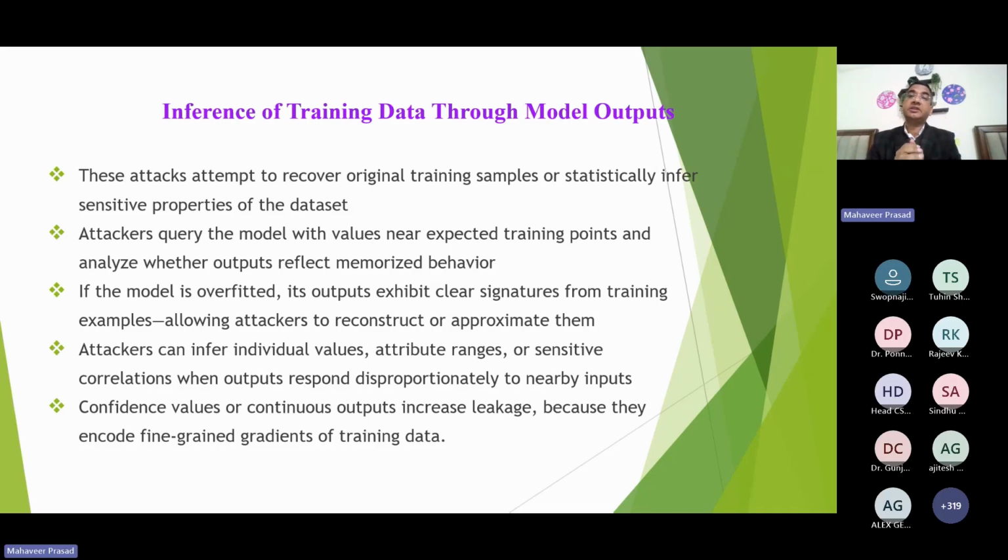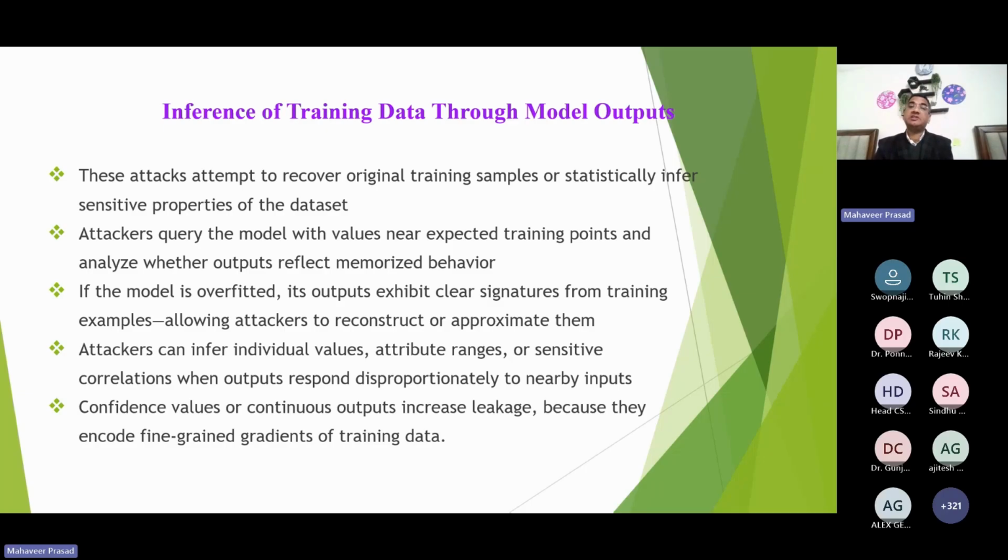Next is inference of training data through model output. These attacks focus on inferring or reconstructing training data by exploiting how the model behaves around known and unknown samples. What is the key idea here? If a model has seen a data point during training, its response around that point is highly distinctive. Attackers can query the model near suspected training examples and observe output patterns, confidence levels, or maybe gradients, then reconstruct or approximate parts of the training sample.